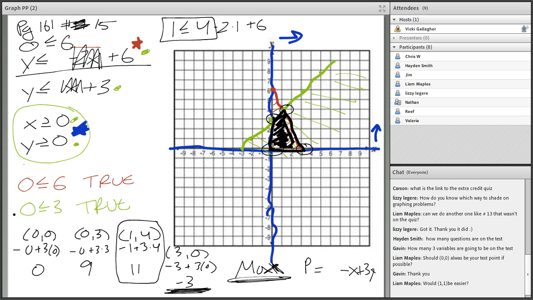0 is less than or equal to 3. It is an opinion. It's not like the law. So if you like 1, 1 better and you want to use 1, 1, absolutely. As long as the line that you drew doesn't go through the dot that you're using as your test point. That's the only restriction. It can't go through the line that you drew.